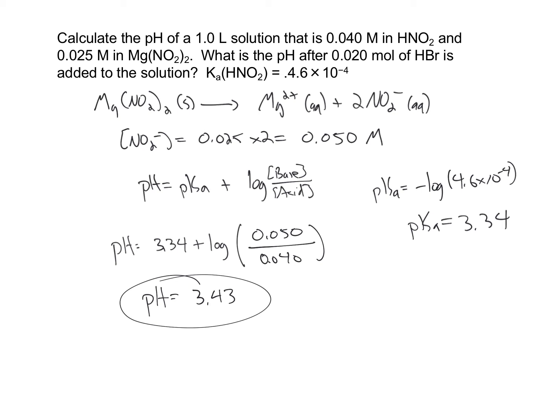So HBr is a strong acid, right? And so we can either react with the HNO2 or the NO2 minus. Well, HNO2 is a weak acid, so an acid is not going to react with an acid, but the NO2 minus is a weak base. So the strong acid will react with the weak base. So we'll start on the next slide by writing the chemical equation for that reaction.